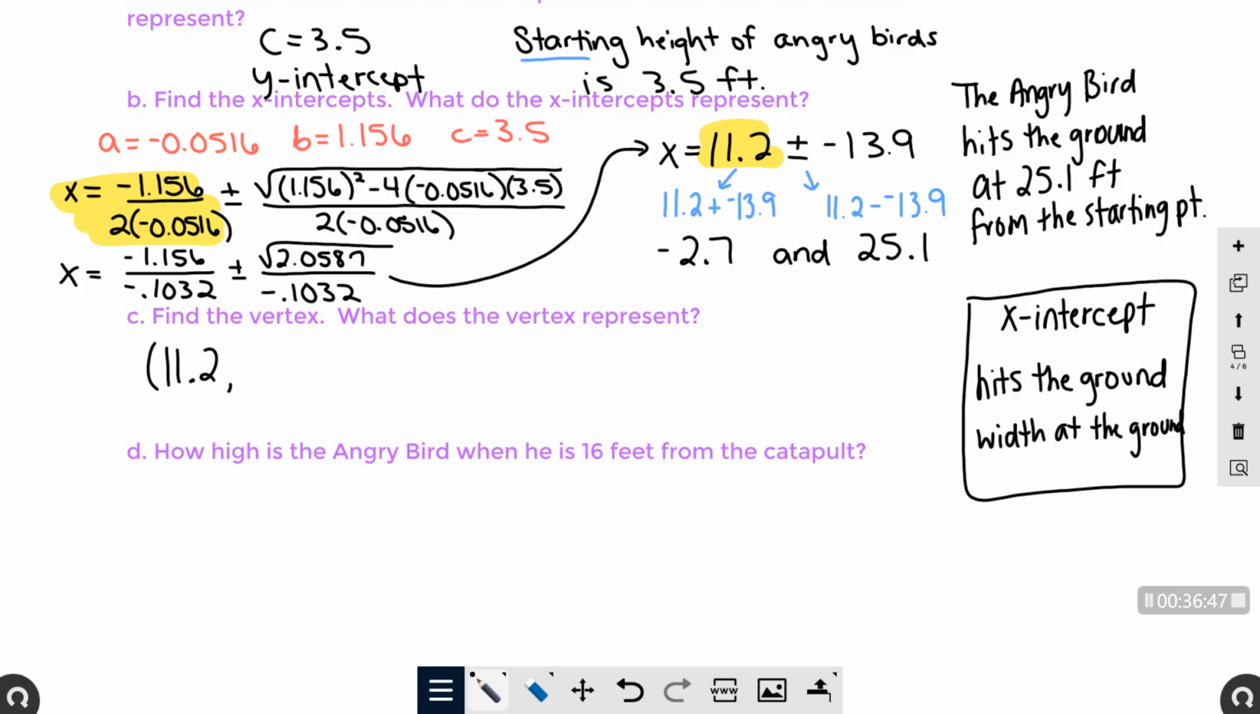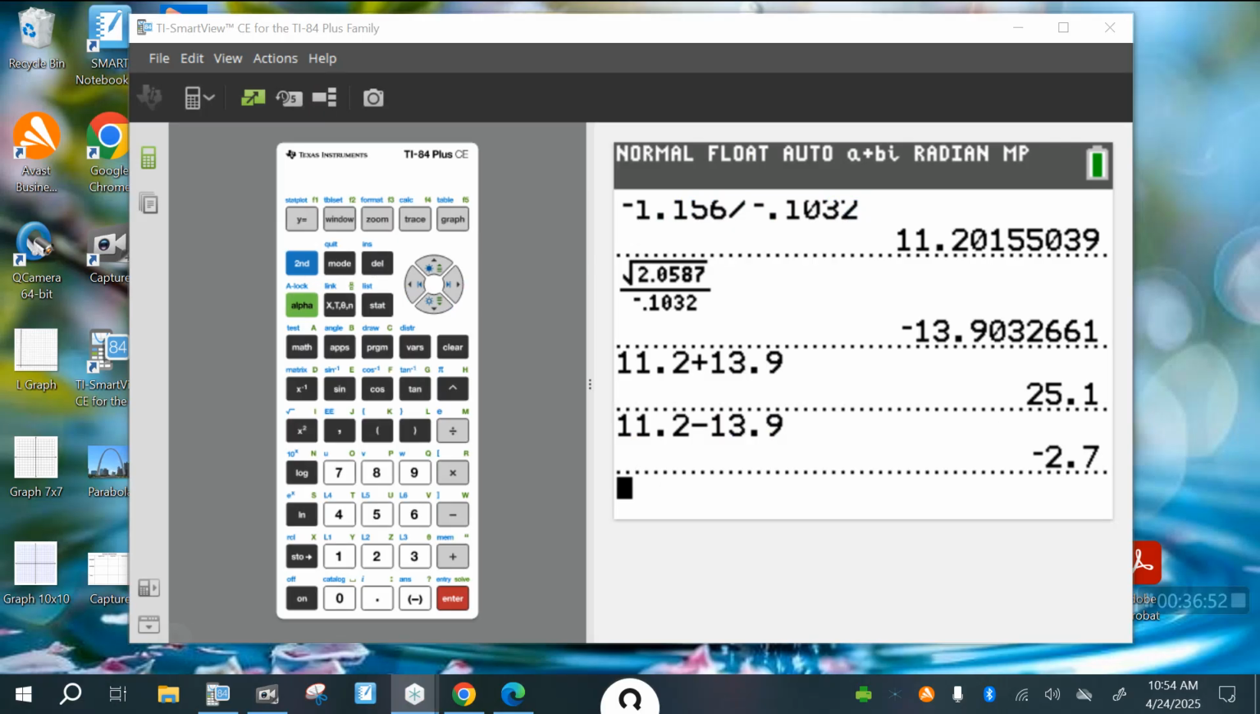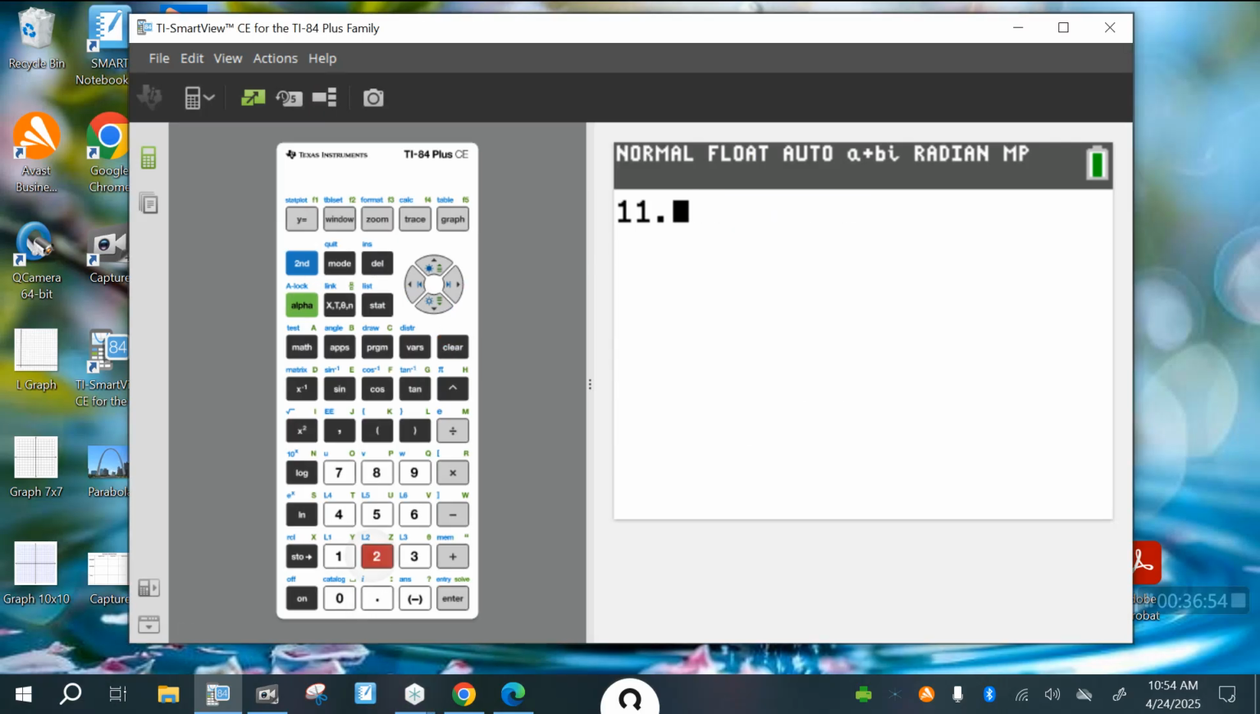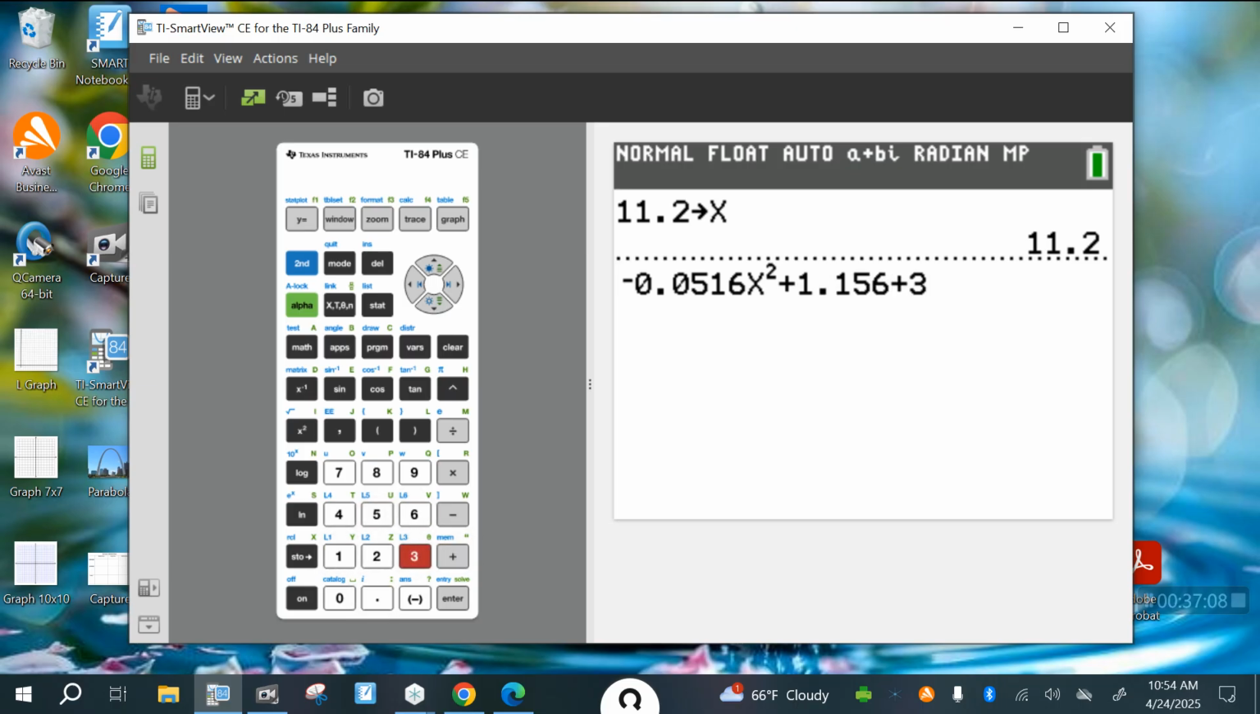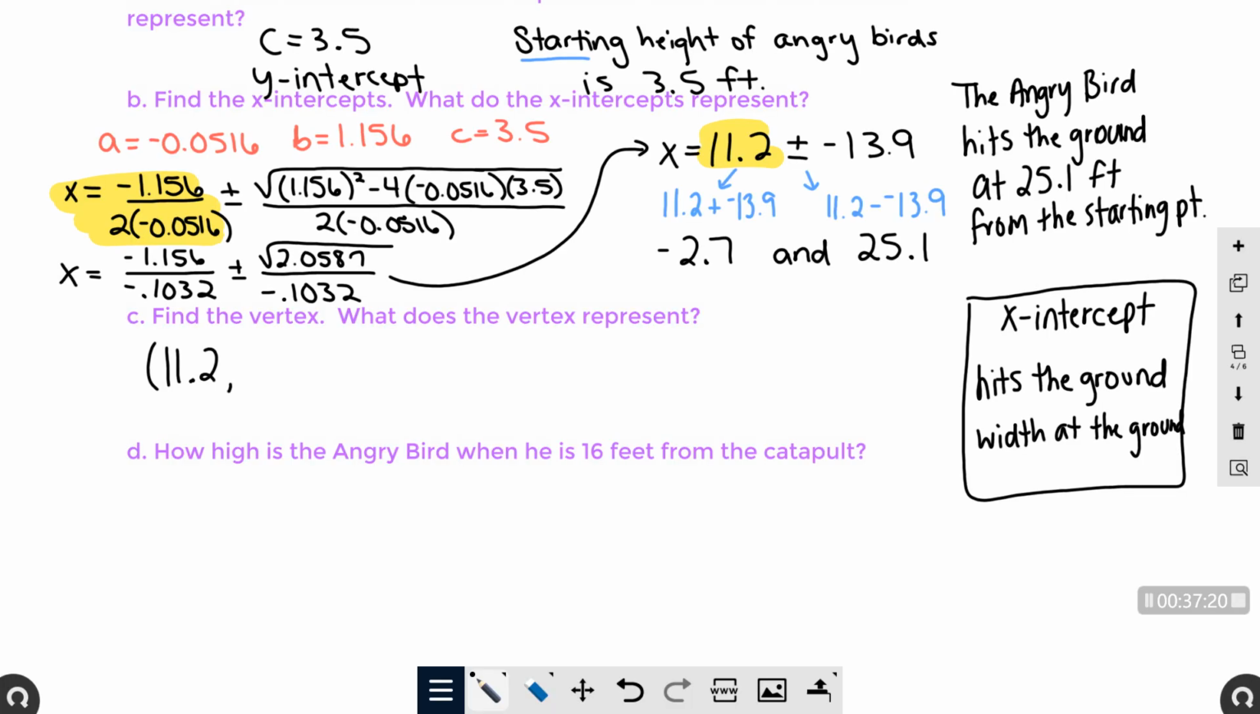So to find the y value, what do we do with that? Plug that in for x. So we're doing 11.2 store as x and then type in our equation, which was negative 0.0516x squared plus 1.156x, oops, forgot the x, plus 3.5. So be careful, type it in slow, unlike I did. So the y value would be about 9.97.